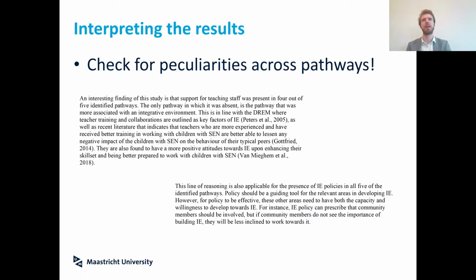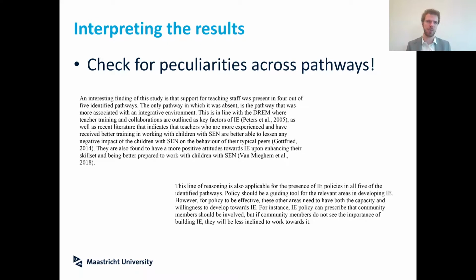Now, after each pathway is individually explored, it is very prudent to check for peculiarities across pathways. So in this case, for example, it was an interesting finding that support for teaching staff was present in 4 out of 5 pathways, and that the presence of inclusive education policy was also included in all the pathways. But neither of these factors were necessary conditions, which means that these conditions kind of set the stage, but can't give the performance on their own.